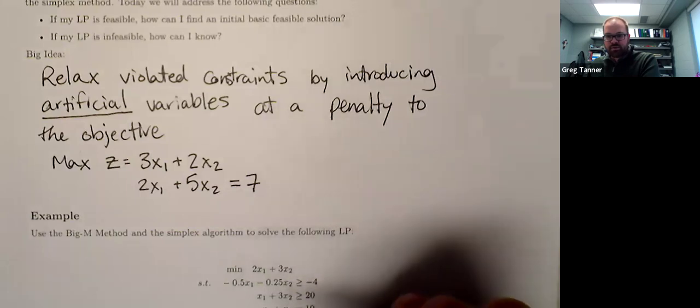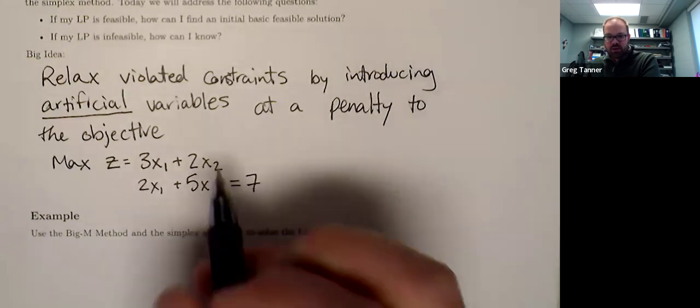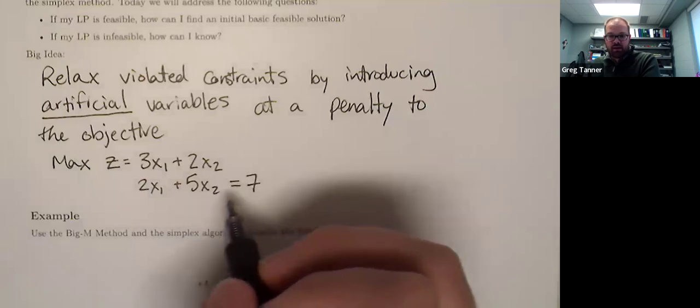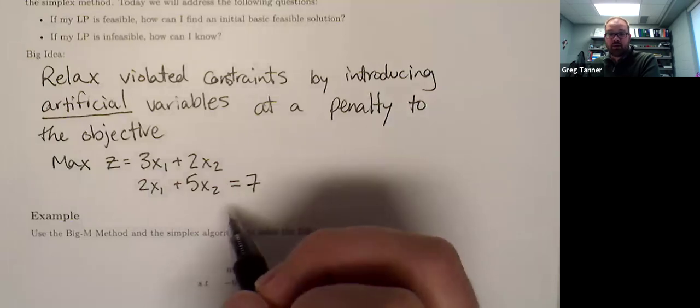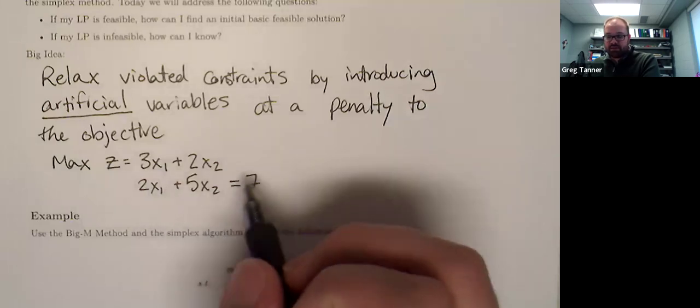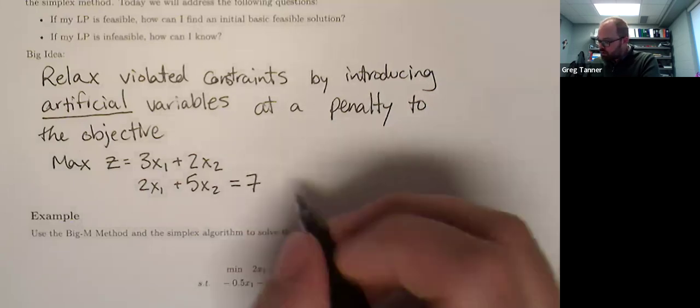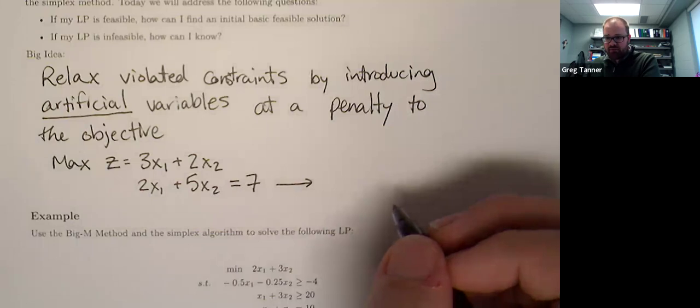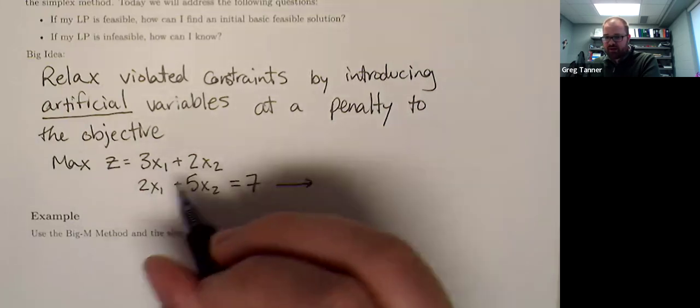Okay, so the idea is that this is already an equality constraint, so it doesn't need any slack. It doesn't want any slack, right? In the equality constraint, there is no slack. This side must be equal to this side. But what we can do is introduce an artificial variable. And that artificial variable allows us to violate this constraint.